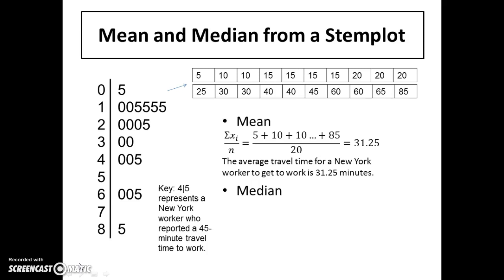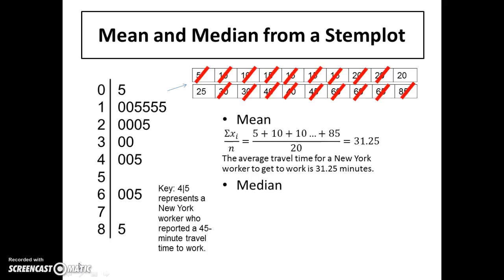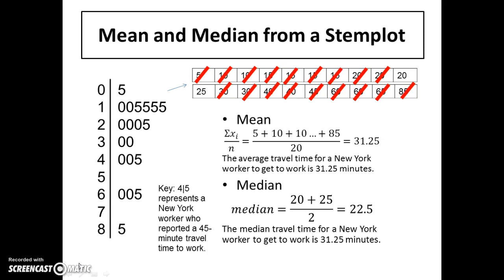I can also calculate the median pretty easily off of this list of numbers by crossing out. I average my middle two values and I end up with a median of 22.5 minutes. Now, when you take the AP exam, you're not going to have time to list out all these data values. It's a very time-tight test.